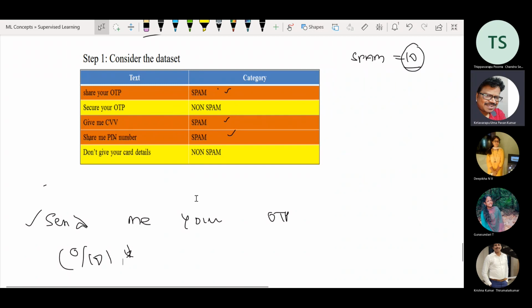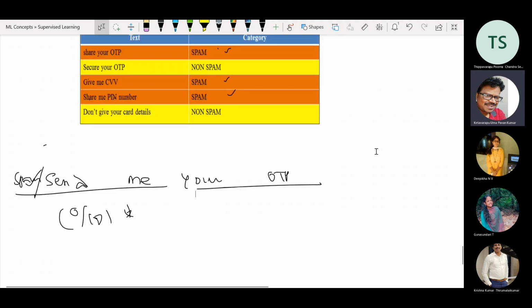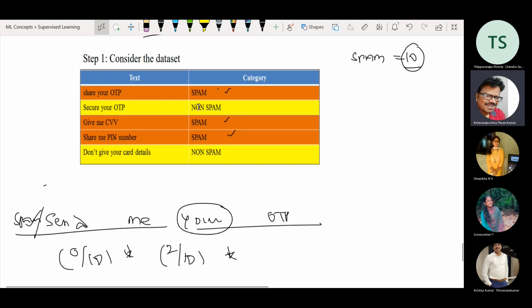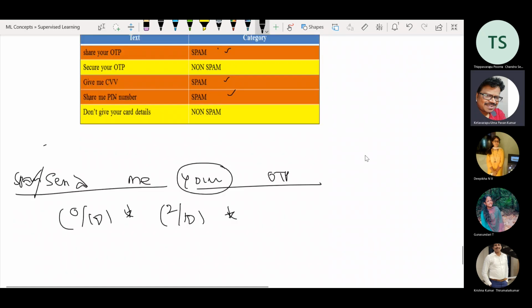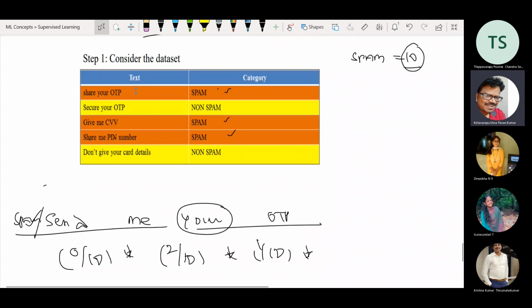Of course, we are not considering non-spam, only the spam, because our intention is to observe spam given send me your OTP. So in that particular case, I don't have any send, so I have put zero. Next, me appeared two times in the spam category. So what I am doing here, guys, is 2 by 10, into the next thing, your. How many times does your occur? Only one time, so 1 by 10. Now I need to observe OTP. How many times is OTP observed? This is also one time.